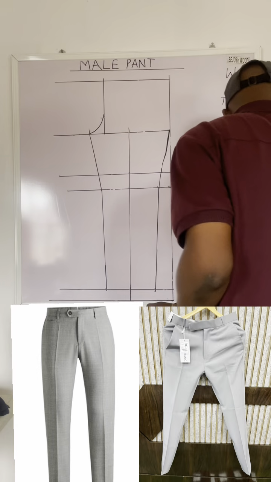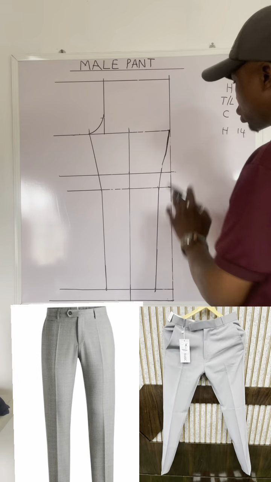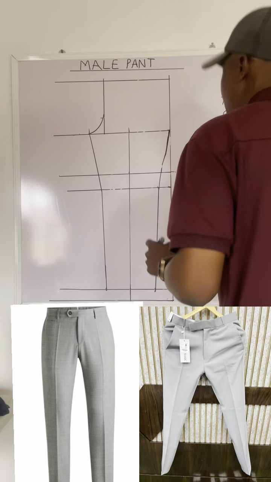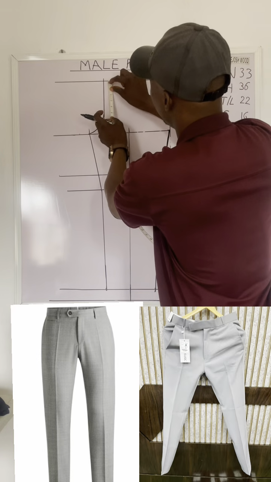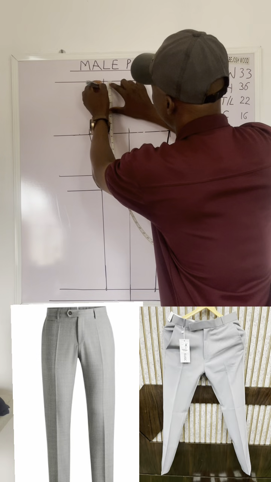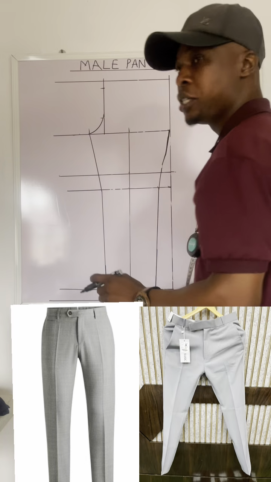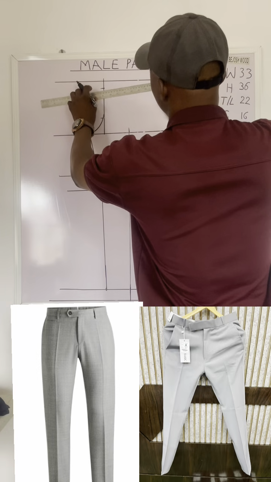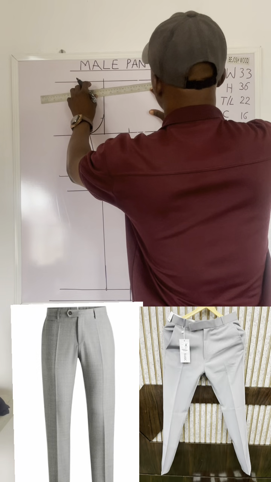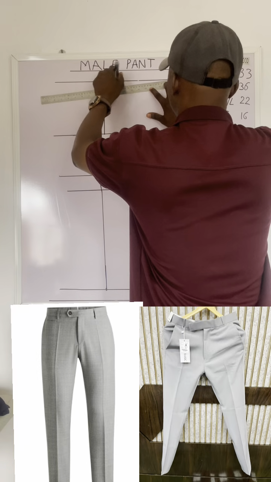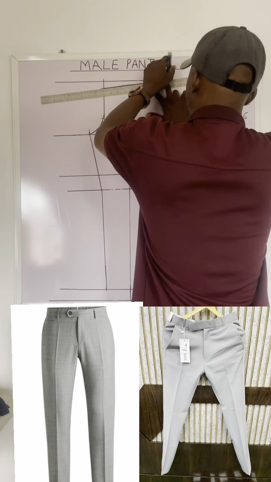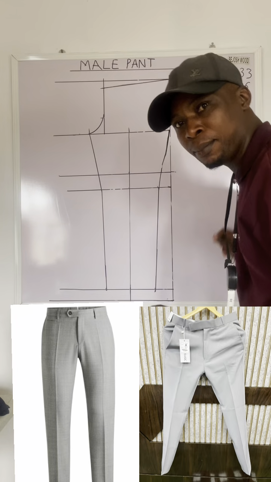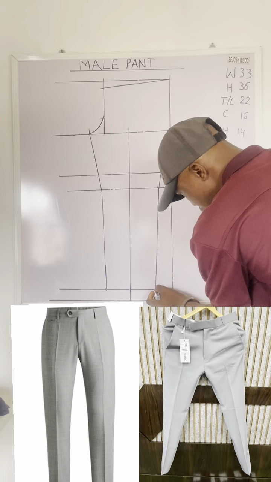Good. So can you see, we're almost done drafting our front pattern now. So the next thing we want to do now, from this point, you're going to come down by 1 inch. You see? So this 1 inch, take your ruler and you connect it like this. Good. So on the M line, just make sure you shape it like this.